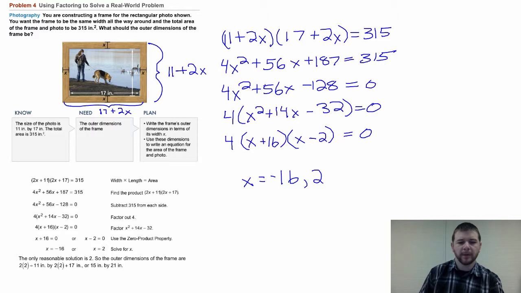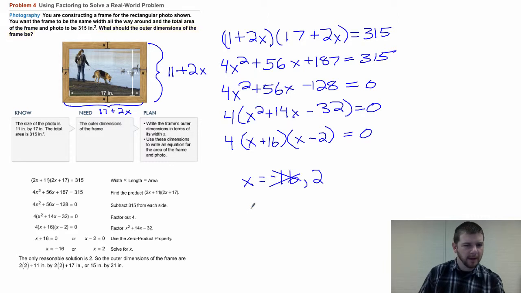Now we should recall what x represented in the first place. X represented the width of the frame around our photo. Notice negative 16 inches makes no sense in the context of this problem. 2 inches makes sense, so 2 is our only reasonable solution. So we'll let x equal 2 and then answer the question that was posed in the problem. It said, what should the outer dimensions of the frame be?